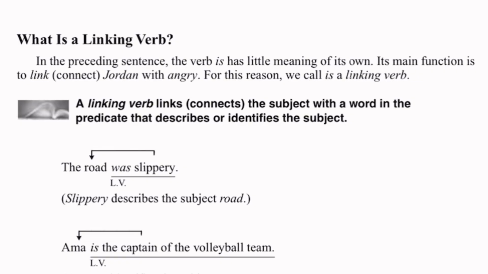The verb is has little meaning of its own because it is functioning as a linking verb. It's connecting Jordan with angry. So a linking verb, from the word link, is to connect the subject with a word in the predicate that describes or identifies that subject. So what a linking verb is doing in a sentence is linking the subject with another part of the sentence that may be telling us about the subject.